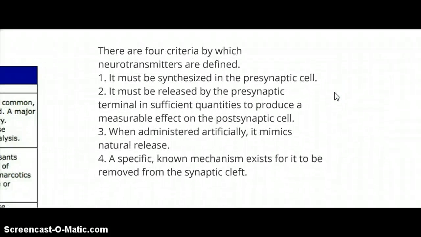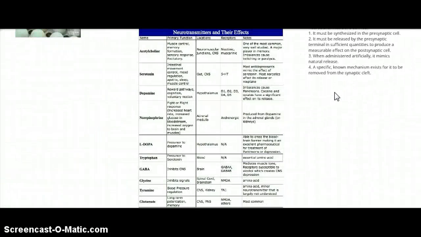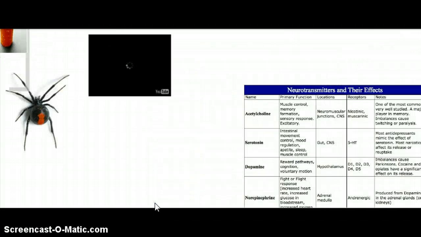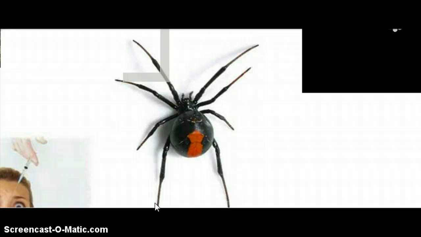There's also neuromodulators. So neuromodulators basically meet the criteria for a neurotransmitter. There's lots of different things here. So we have like acetylcholine, serotonin, dopamine, norepinephrine, L-dopa, tryptophan, GABA, glycine, tyramine, glutamate, GABA should be on there. That's just a list that I found.